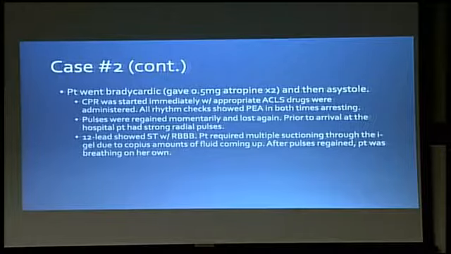CPR was started immediately as she went to asystole, despite atropine twice. In retrospect, at that point, I'm inclined to think maybe epinephrine might be the best thing to pop up the heart rate. CPR was started immediately. ACLS drugs, she was PEA, pulses were regained, then lost. Then she had strong pulses. She had an ROSC. By the time she hit the hospital, the 12 lead showed sinus tach with a right bundle branch block. It actually was atrial fibrillation, but it's really fast.